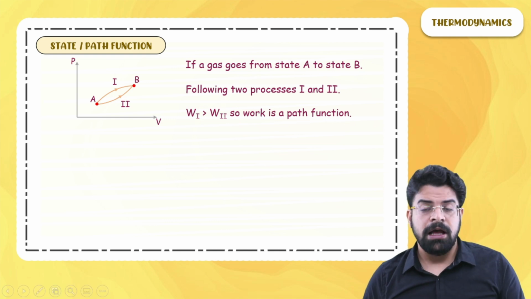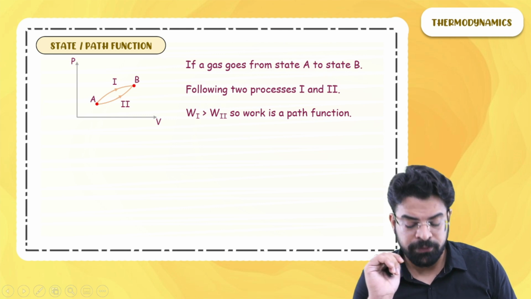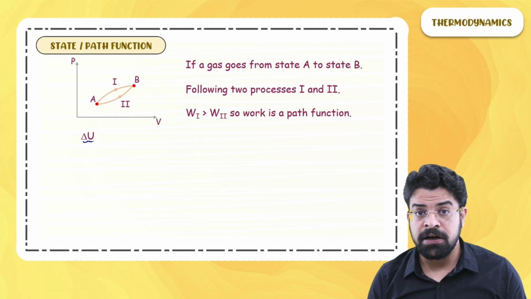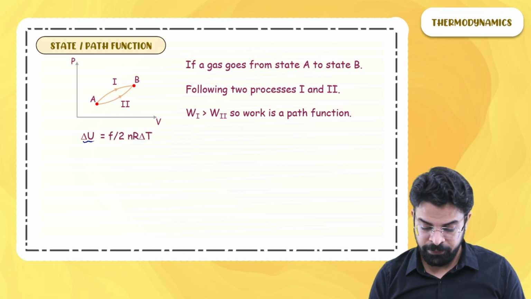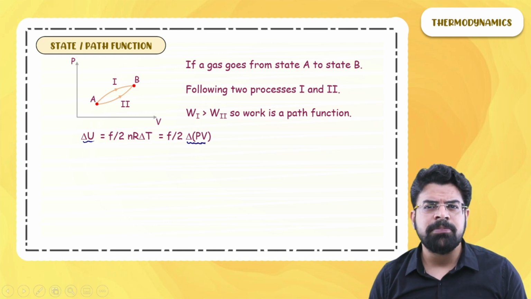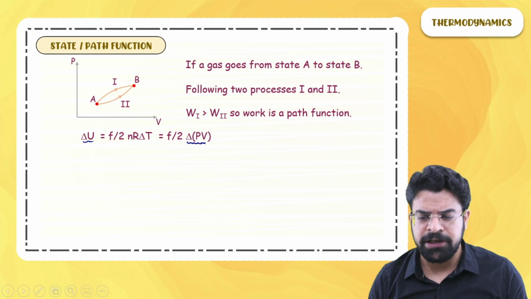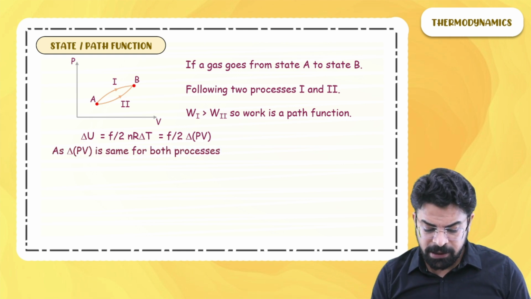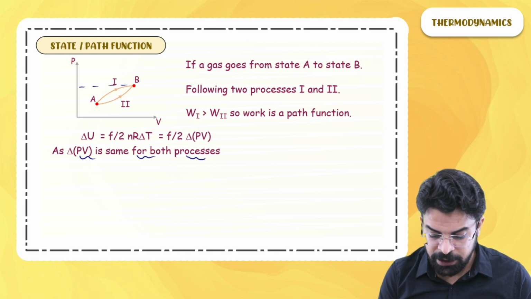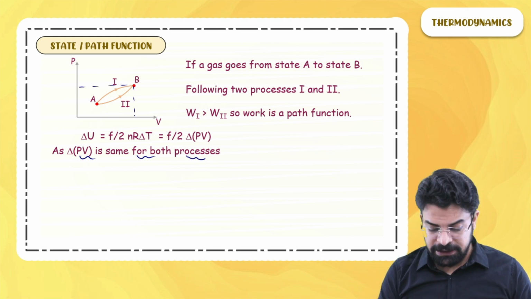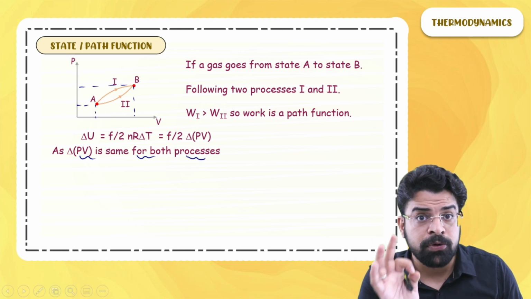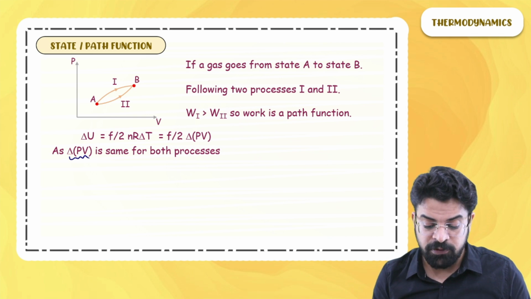Now let's talk about change in internal energy. We know that change in internal energy can be written as f by 2 nR delta T, or f by 2 delta PV. Now this delta PV is what? Delta PV is P final V final minus P initial V initial. So the final pressure into final volume minus initial pressure into initial volume is same for both the processes. Hence, delta PV is same for both the processes.